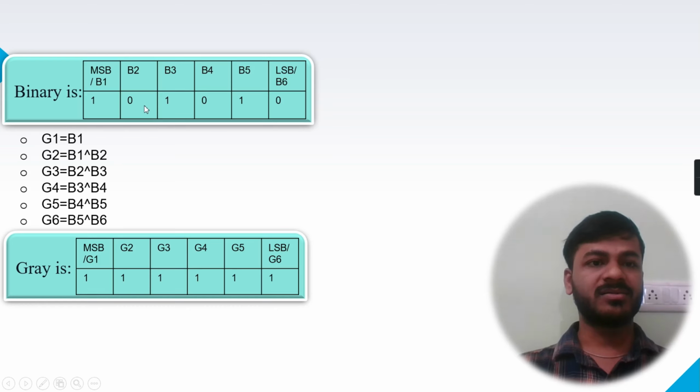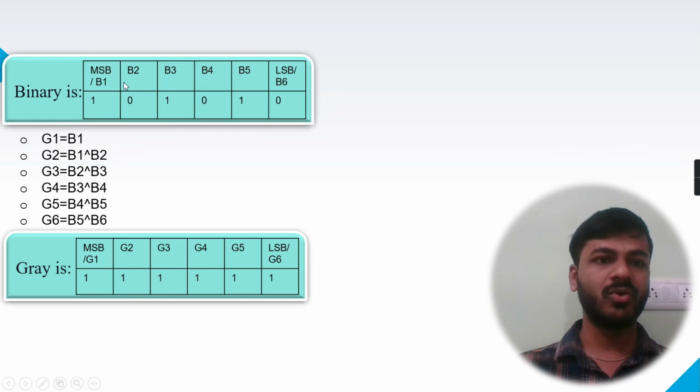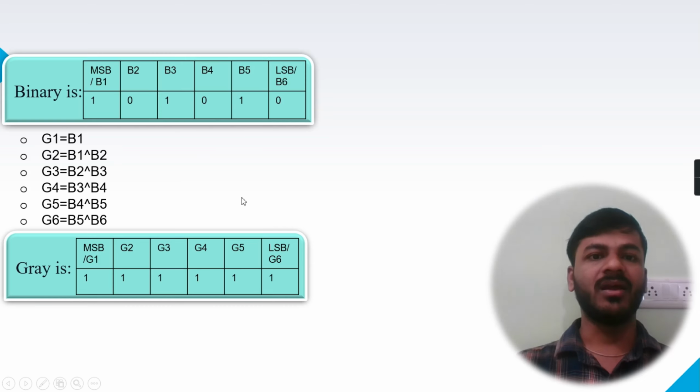Now the subsequent bits of the gray code, that is G2, G3, G4, G5, are calculated by using XOR between the current binary bit and the previous binary bit. So here you can see the output G2 is the XOR operation between B2 and B1. Output of G3 is the XOR operation between B3 and B2. Output of G4 is the XOR operation between B4 and B3, that is 0 and 1. So the output here you can see is 1.